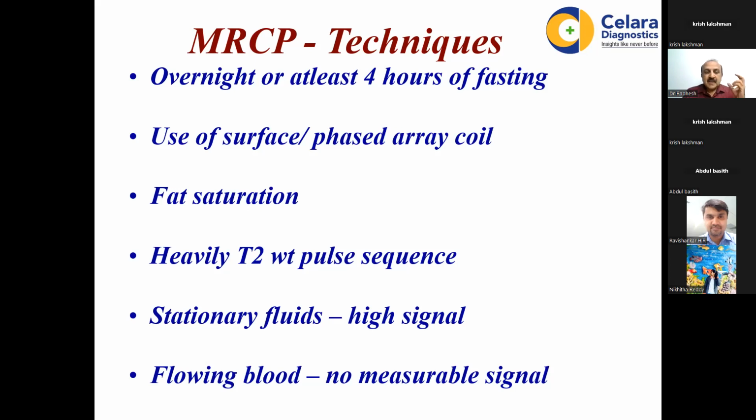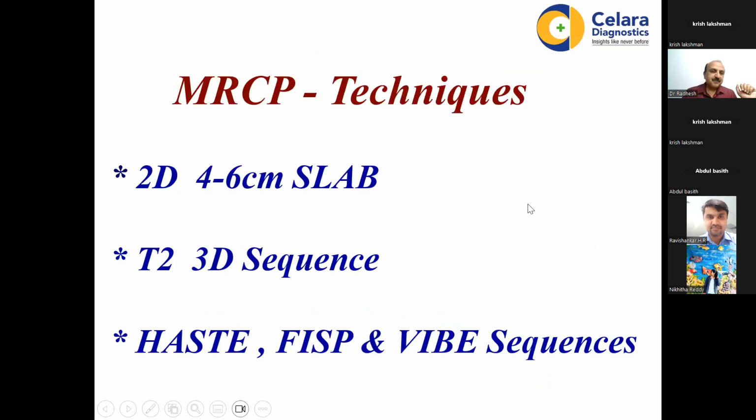Second, it is a heavily T2 weighted sequence. Everyone is a master here. The moment you say it is T2, they will tell you that the fluid is bright. Isn't it? Good. So it's a heavily T2 weighted sequence. Then flowing blood again is black. The whole background is black. We will see all this on the images.